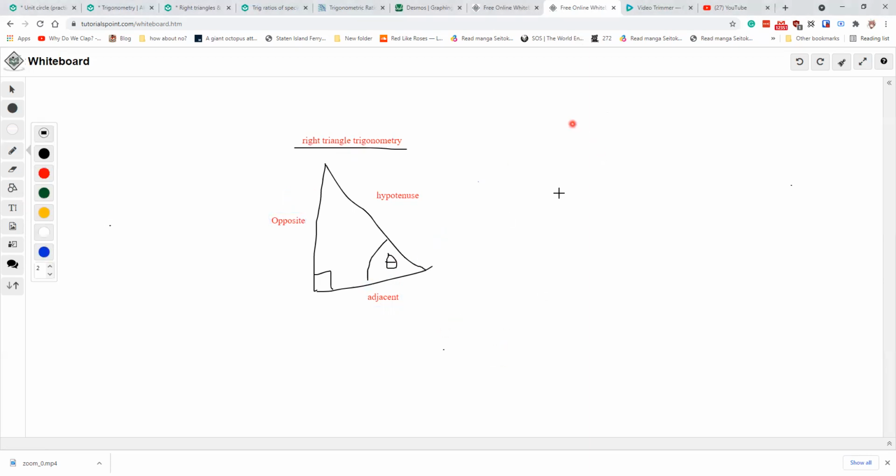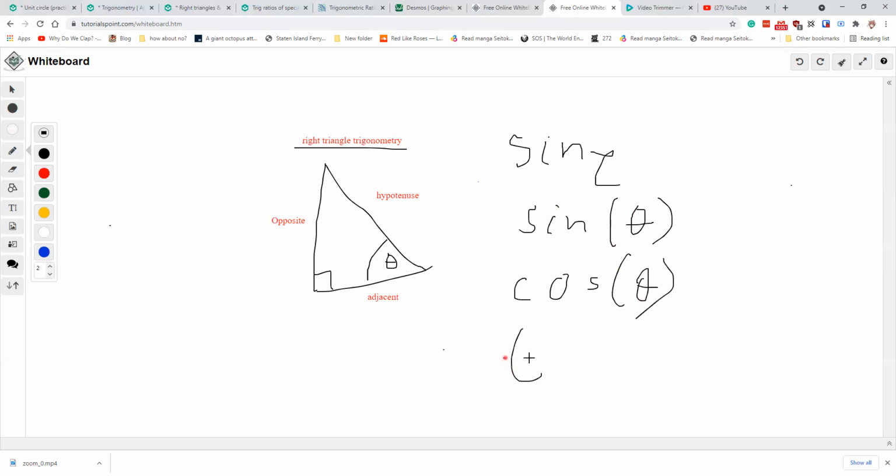And so the three things we care about are what we call the sine of theta, which we denote as sin theta, the cosine of theta, which we just write cos theta, and the tan of theta, or the tangent of theta. So I have sine, cosine, and tangent.